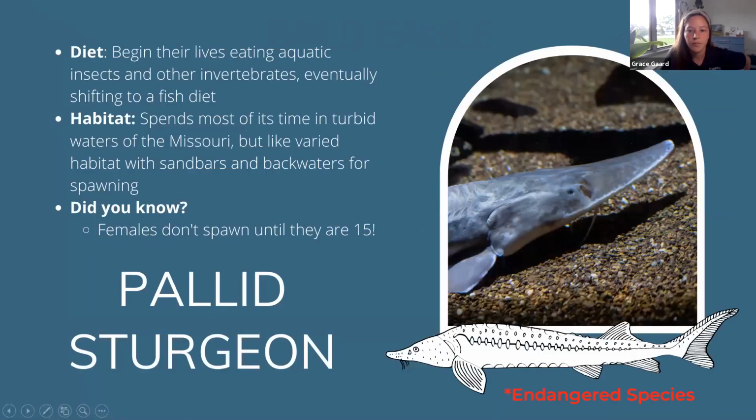I also wanted to touch on the pallid sturgeon. The pallid sturgeon is a pretty long fish. They spend mostly all their time in the really rough, turbid waters of the Missouri River, and sometimes might venture into the Platte River, but you could find them in these spaces. They begin by eating lots of insects and invertebrates and eventually maybe switch to more of a fish diet.